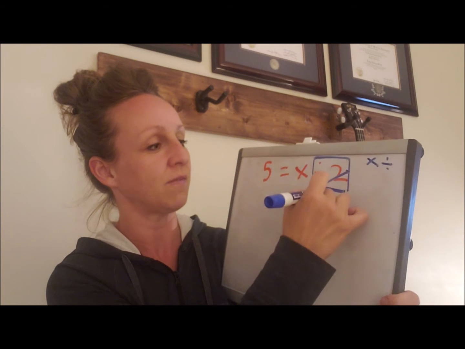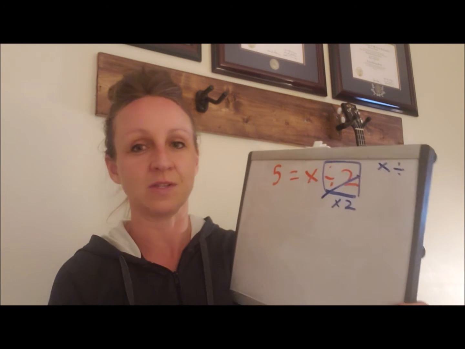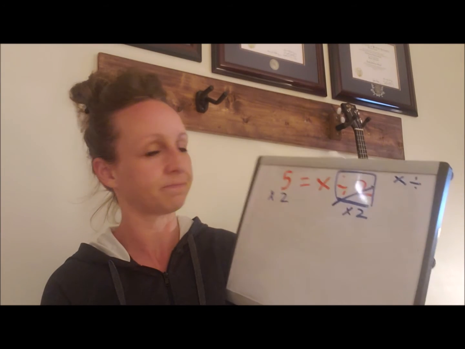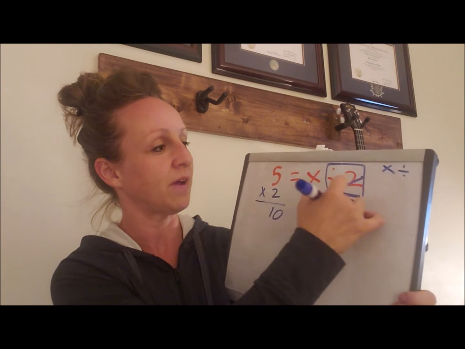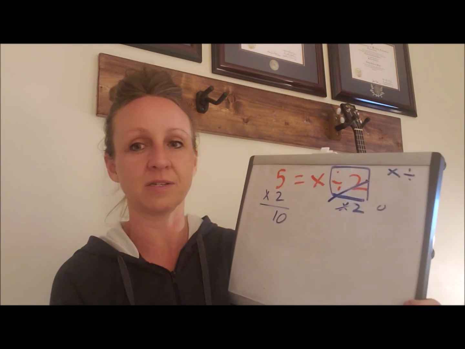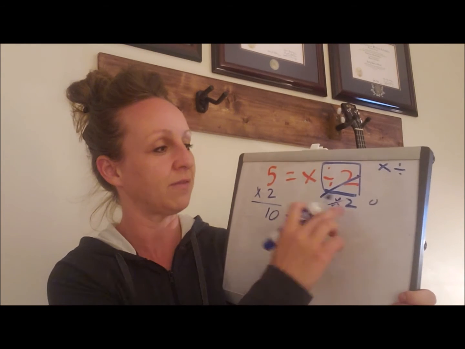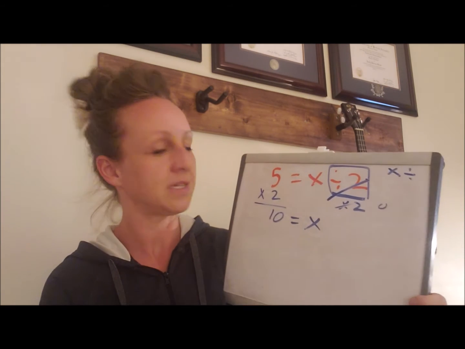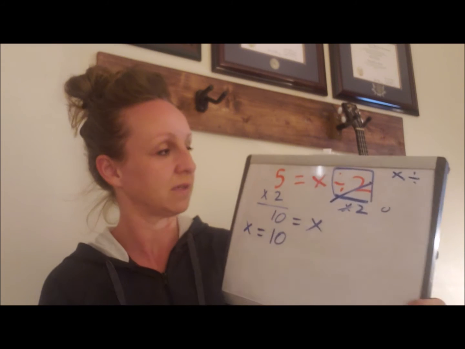So I'm going to cross this off and multiply by 2, and then that's going to 0 out. Over here I'm going to multiply by 2, and 5 times 2 is 10. So I'm left over here with x, and that balances itself out. So divided by 2, I get rid of it with my multiply by 2, makes it 0. 5 times 2 is 10. 10 equals x, and 10 equals x is the same as saying x equals 10.